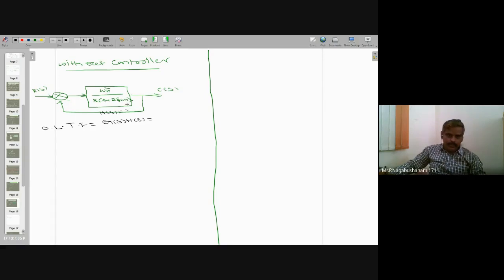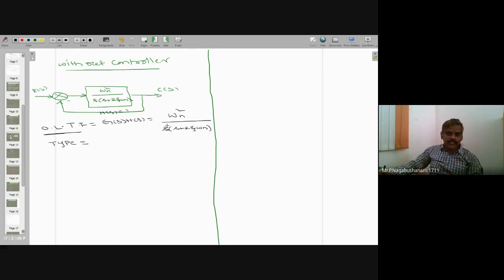So G of s means forward path. Whatever the gain in this forward path, we have to consider the entire one. This is G, H of s 1. So you will get omega n square divided by s into s plus 2 zeta omega n. So what is the type number? Type number is always dealing with the open loop transfer function. Type number. Order means closed loop transfer function. If you want to talk about type, I require open loop transfer function. If you want to talk about order of a system, I want a closed loop transfer function.